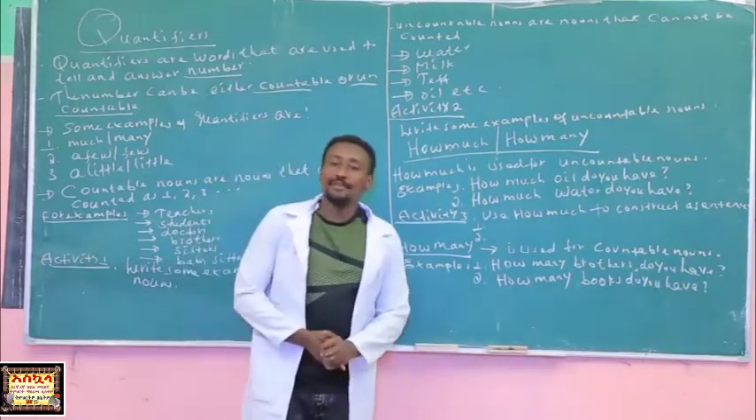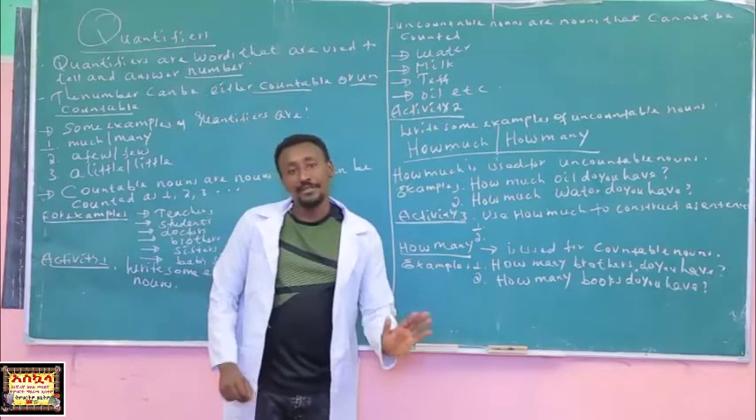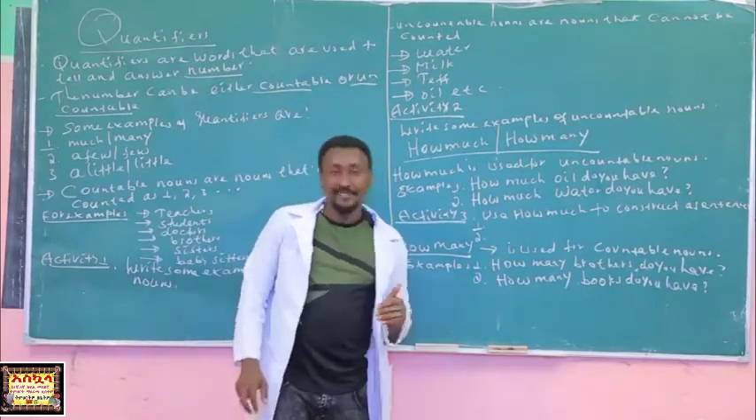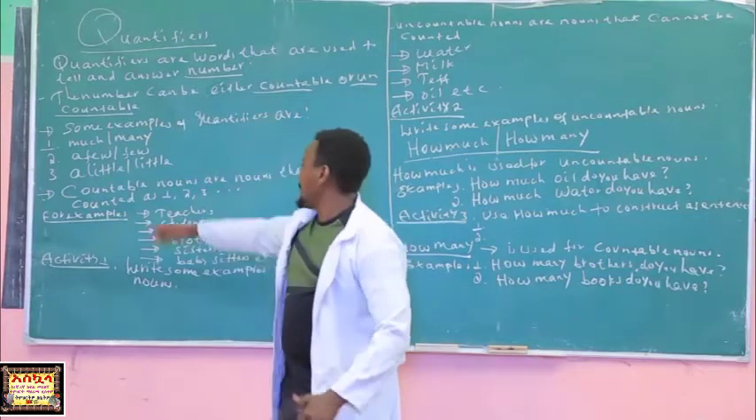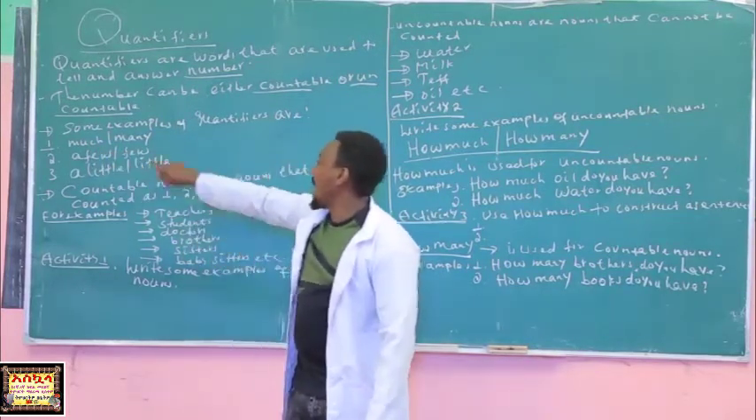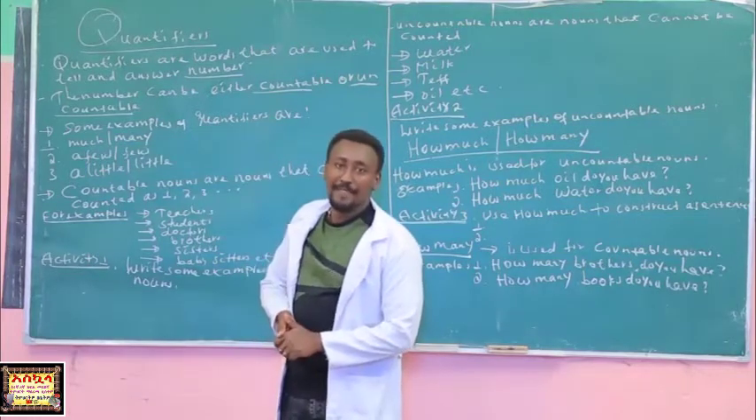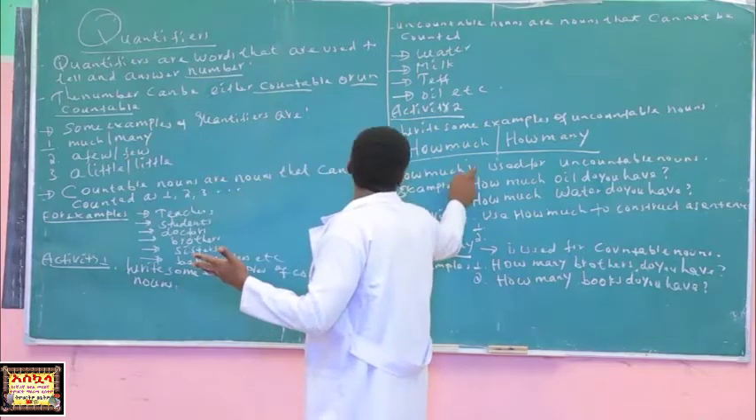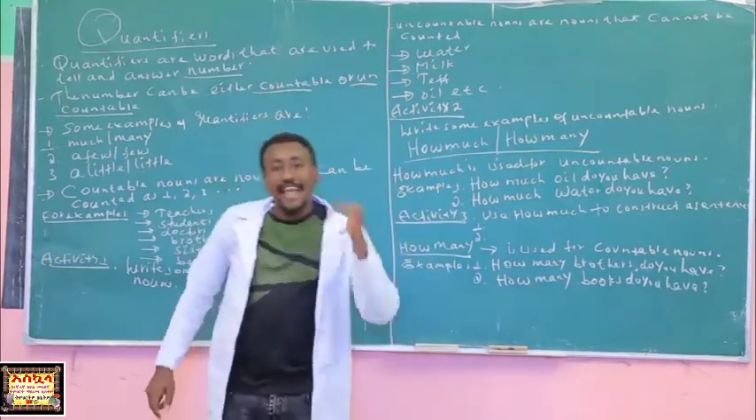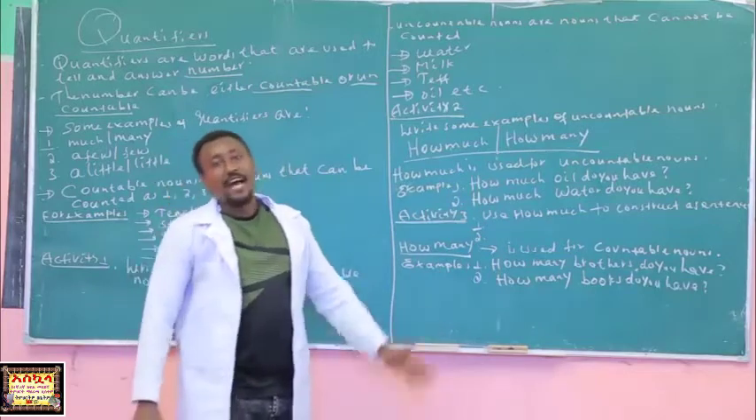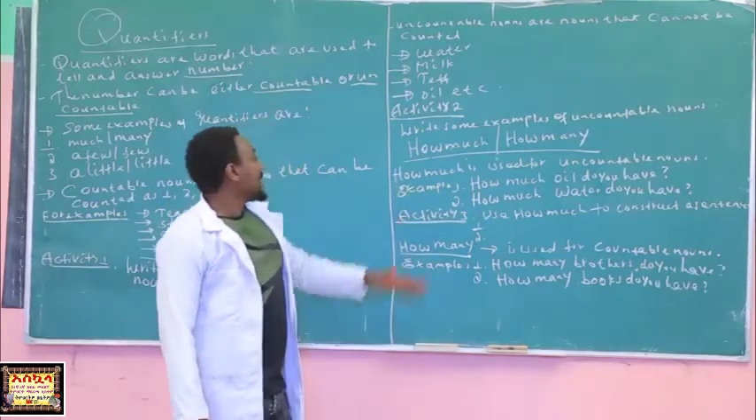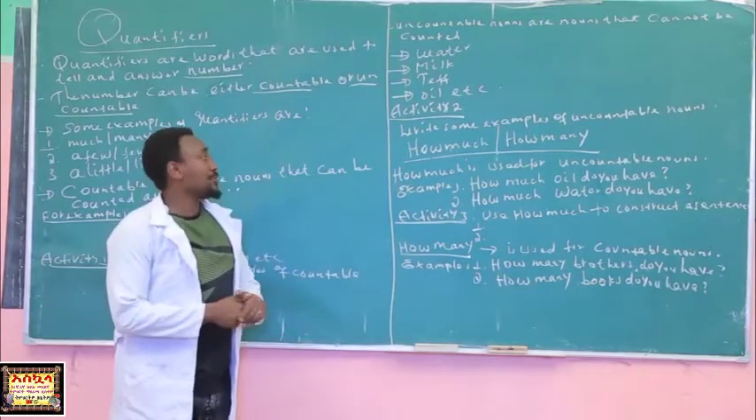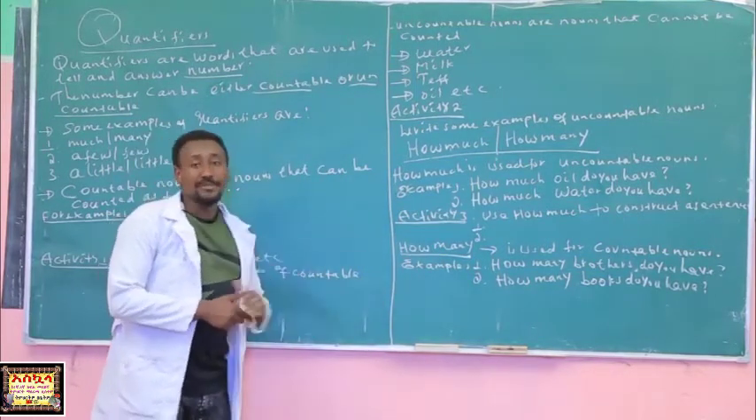I think you understand the difference between countable and uncountable nouns. As well, I think you understand again the difference between much and many. We say that much is used for uncountable nouns, the nouns that cannot be counted as 1, 2, 3. However, how many is used for countable nouns.